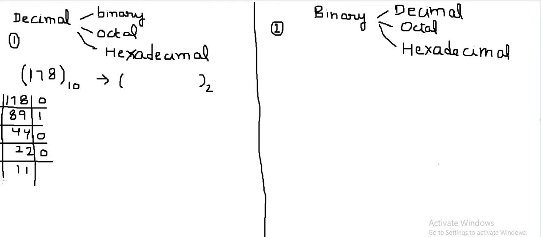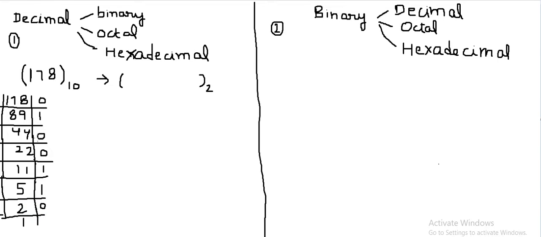Then again we divide by 2. 2 5s are 10, so we have 1 in the remainder. Then again it is not 0 or 1, so we divide it by 2. We get 2 to the 4, and in the remainder we have 1. Again it is 2, not 0 or 1, so we divide it by 2: 2 1s are 2, and the remainder is 0.